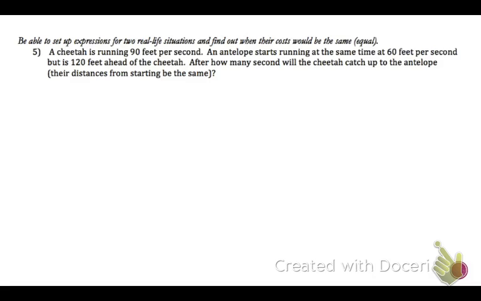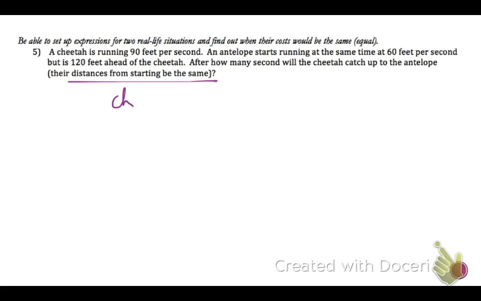In our next concept, we need to be able to set up expressions for two real-life situations and then set them equal to each other. Find out when their costs would be the same. So we've got a situation from nature. A cheetah is running 90 feet per second. An antelope starts running at the same time at 60 feet per second, but is 120 feet ahead of the cheetah. After how many seconds will the cheetah catch up to the antelope? Or will their distances be the same?